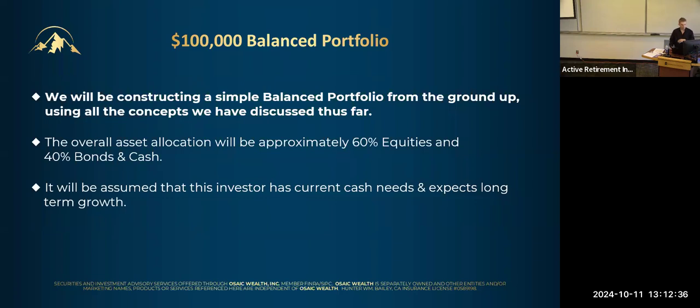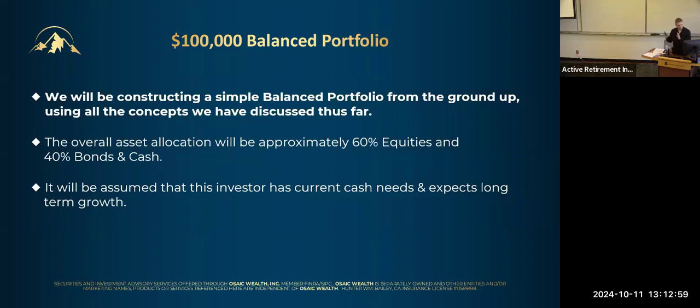And we're going to assume that this investor has some current cash needs. So there's some need to distribute, likely with required minimum distributions or some easy to wrap your head around concept. But they also are expecting that long-term growth. So we kind of want the best of everything in this portfolio. And we want to make sure that we're seeing all of that in there.